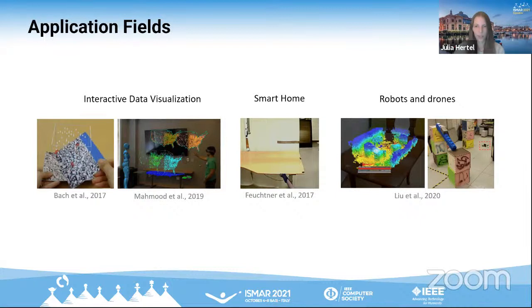Interactive data visualization especially uses the property of AR to easily view virtual objects from different perspectives, either by anchoring visualizations to a tangible and naturally rotating and translating them, or by placing them in the real world and letting the user move around. Smart home, as well as robot and drone use cases, take advantage of the fact that both the real and the virtual world can be seen simultaneously.